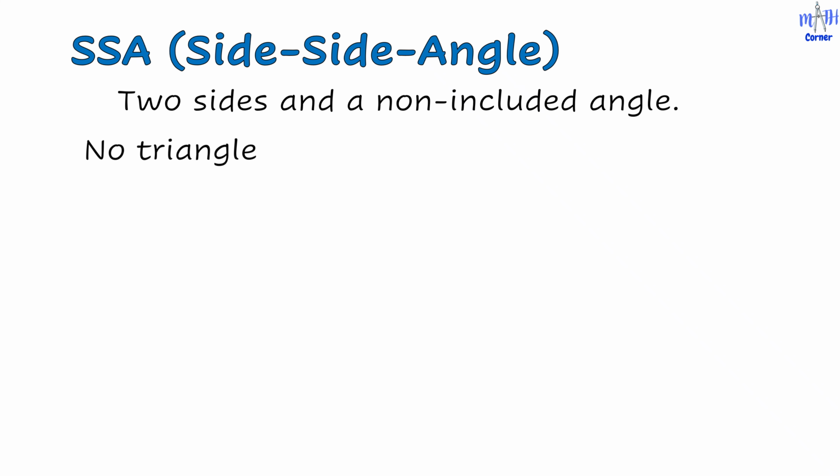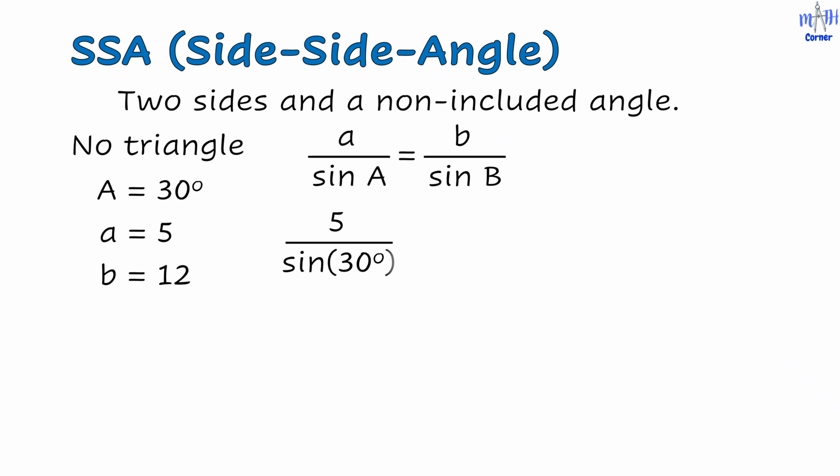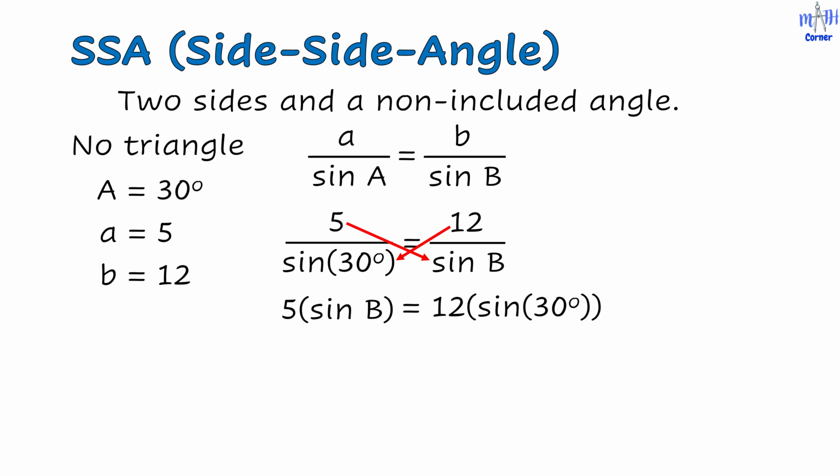SSA Case 1, no triangle. Suppose angle A is 30 degrees, side A is 5, and side B is 12. Apply law of sines. Let's use A over sine A equals B over sine B. Substitute. 5 over sine 30 degrees equals 12 over sine B. Cross multiply. 5 times sine B equals 12 times sine 30 degrees. Divide both sides by 5.